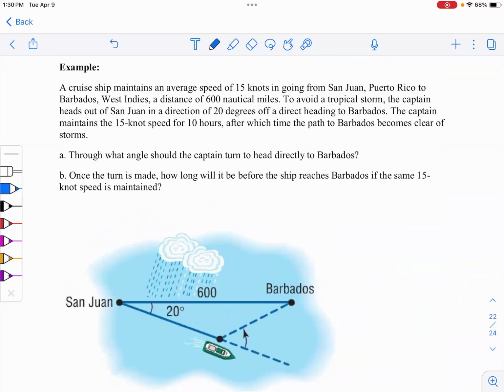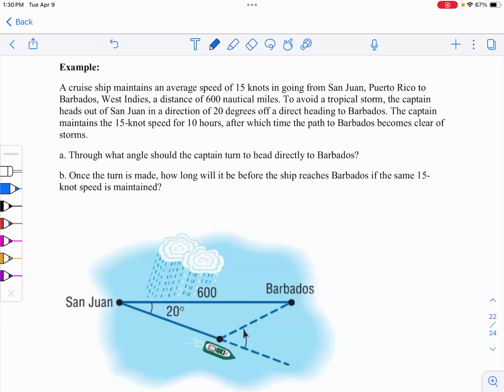A cruise ship maintains an average speed of 15 knots, right? And for those unfamiliar, knots are nautical miles per hour. That's all a knot is. Going from San Juan, Puerto Rico to Barbados, a distance of 600 nautical miles. To avoid a tropical storm, the captain heads out of San Juan in a direction of 20 degrees off a direct heading of Barbados. The captain maintains 15 knot speed for 10 hours, after which time the path to Barbados becomes clear of storms. Through what angle should the captain turn to head directly to Barbados?